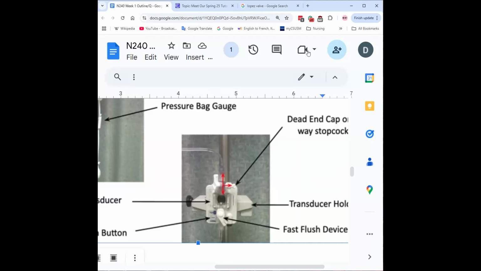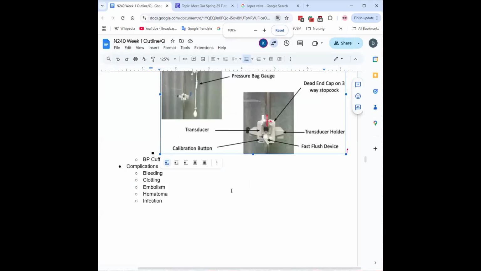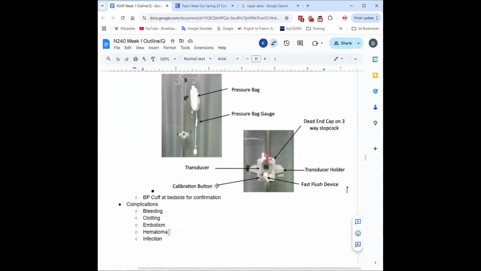Okay, I went on a tangent. I'll put myself in the corner, don't worry.